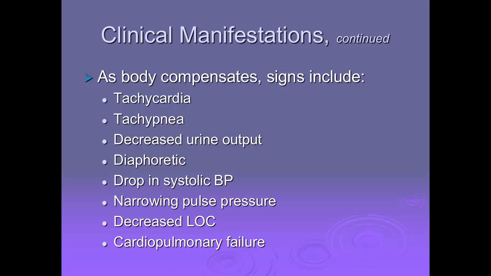Neurogenic shock, they will be hypotensive. Pulse is slow and bounding. Respirations will vary. Skin is warm and dry. Mental status, they are anxious, restless, lethargic. This progresses to comatose states. Urine output, oliguria to anuria. They will also have a lower body temperature.